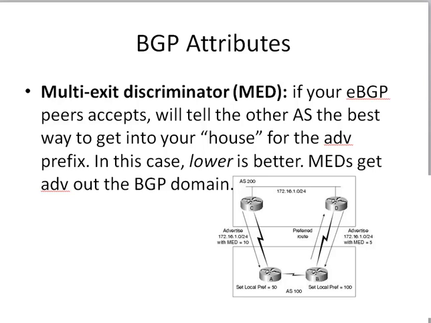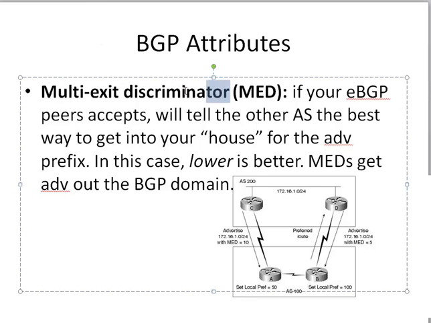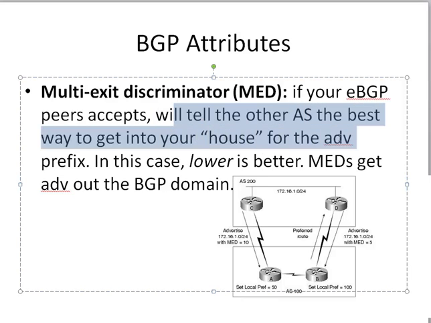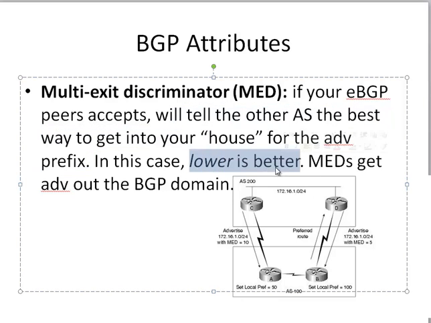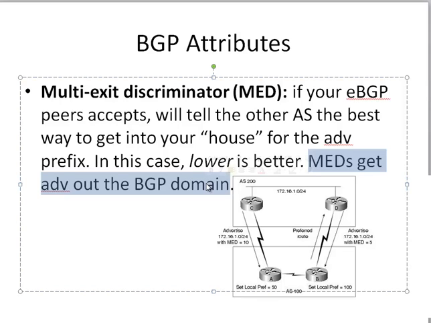Next up, I have my metric or MED, aka the multi-exit discriminator, but pretty much people just call it metric or MED. If your eBGP peer accepts this, it will tell the other AS the best way to get into your house, or into your network, for the advertised prefix. One thing to memorize with this though is that lower is better, and that MEDs get advertised out of the BGP domain, unlike what we had for weight.